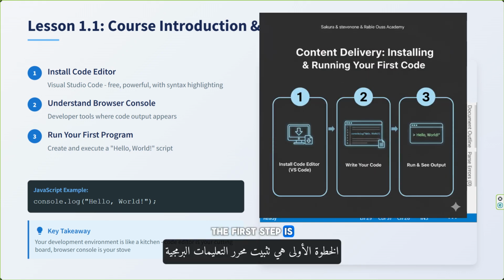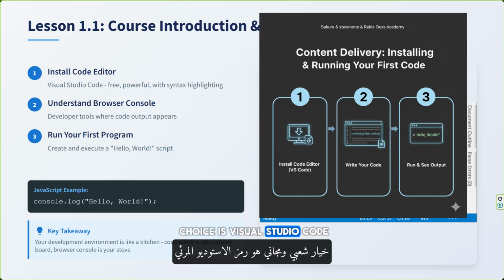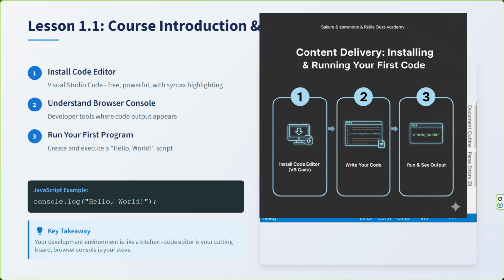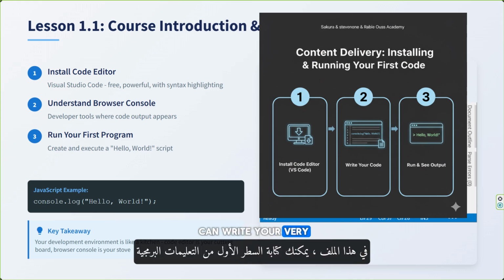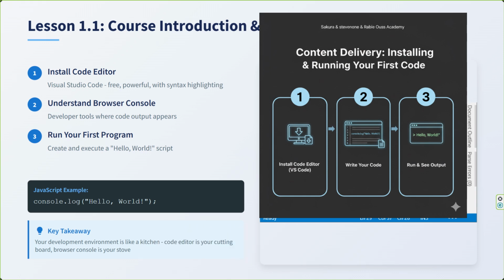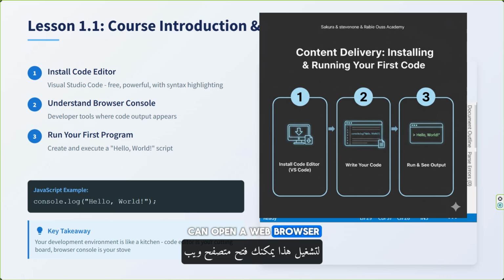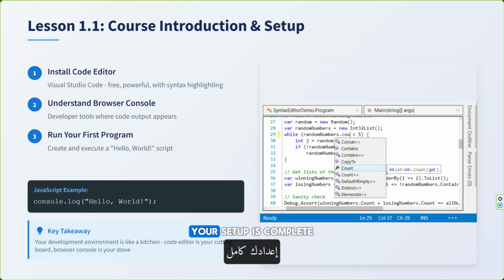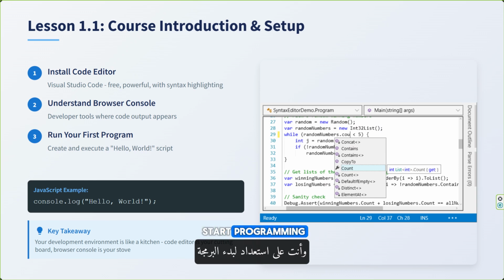The first step is to install a code editor. A popular and free choice is Visual Studio Code. Once installed, you can open it and create a new file. In this file, you can write your very first line of code. For example, in JavaScript, you would type console.log("Hello World"). To run this, you can open a web browser, open the developer tools, and paste this line into the console. You should see the message, Hello World, printed back to you. This confirms your setup is complete and you're ready to start programming.